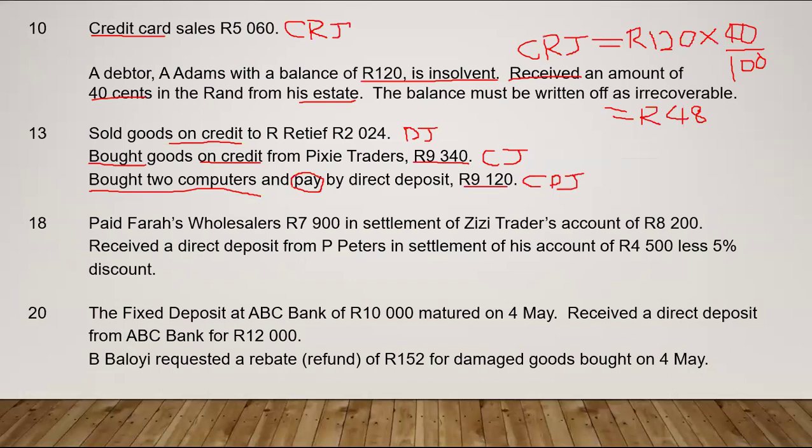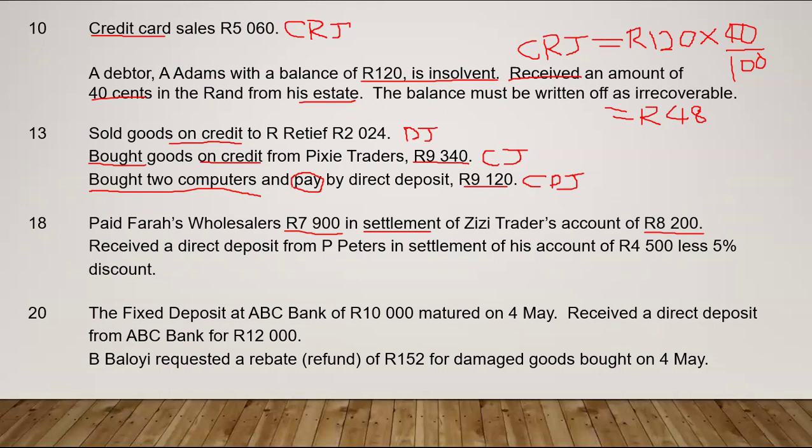And then on the 18th, it says that we paid Farah's wholesalers 7,900. Settlement means to pay off. So we don't owe them anymore. Just in settlement of ZZ Traders account of 8,200. So we were owing Farah's wholesalers 8,200, but we only paid them 7,900. And after paying this 7,900, we were no longer owing them. Settle means it's done. We don't owe them anymore. And remember, ZZ Traders are a creditor.